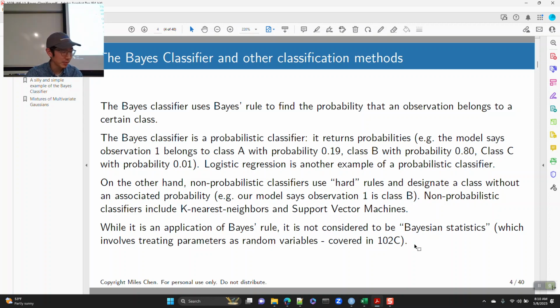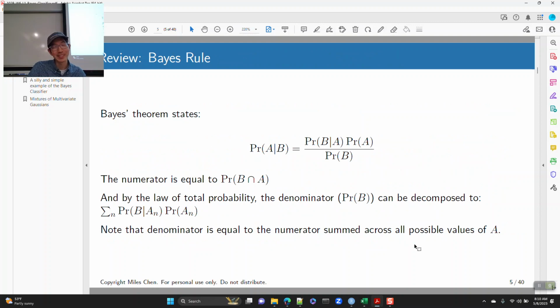It uses Bayes' rule, and we call it the Bayesian classifier, but it's not considered to be Bayesian statistics. That's an entirely different thing. I wrote it's covered in 102C, and I wish I could teach 102C, but alas, it's not in the cards.